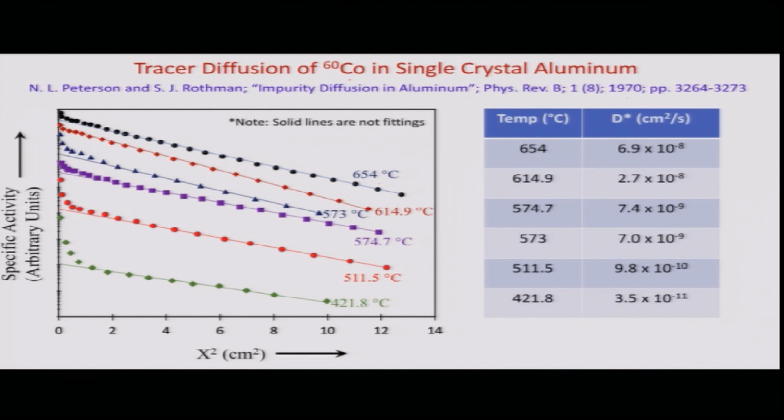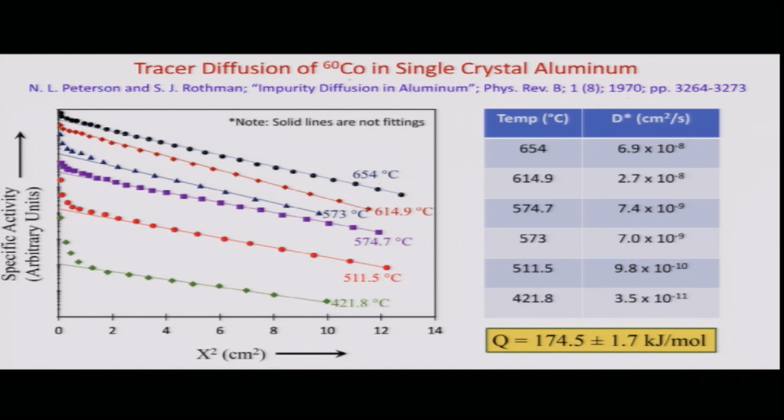With this, the diffusivities determined at various temperatures as reported by them are presented here in this table. We can see over the temperature range of about 421 degree centigrade to about 654 degree centigrade, the impurity diffusion of cobalt is varying over 3 orders of magnitude. With this, they also evaluated the activation energy for impurity diffusion of cobalt in aluminum, which comes out to be about 174.5 kilojoule per mole.